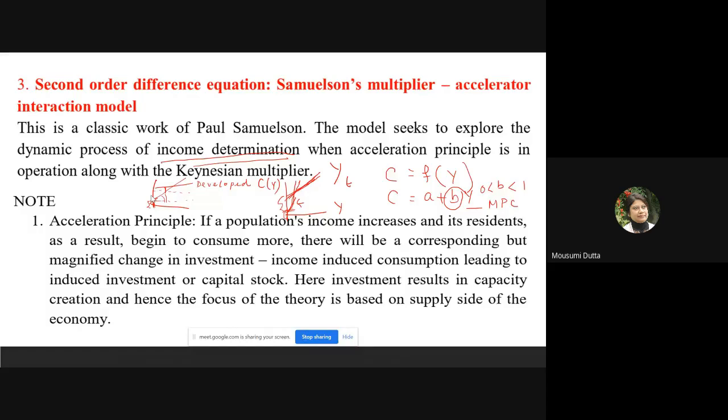So income-induced consumption leading to induced investment or capital stock. This is happening here. Are you understanding this point?